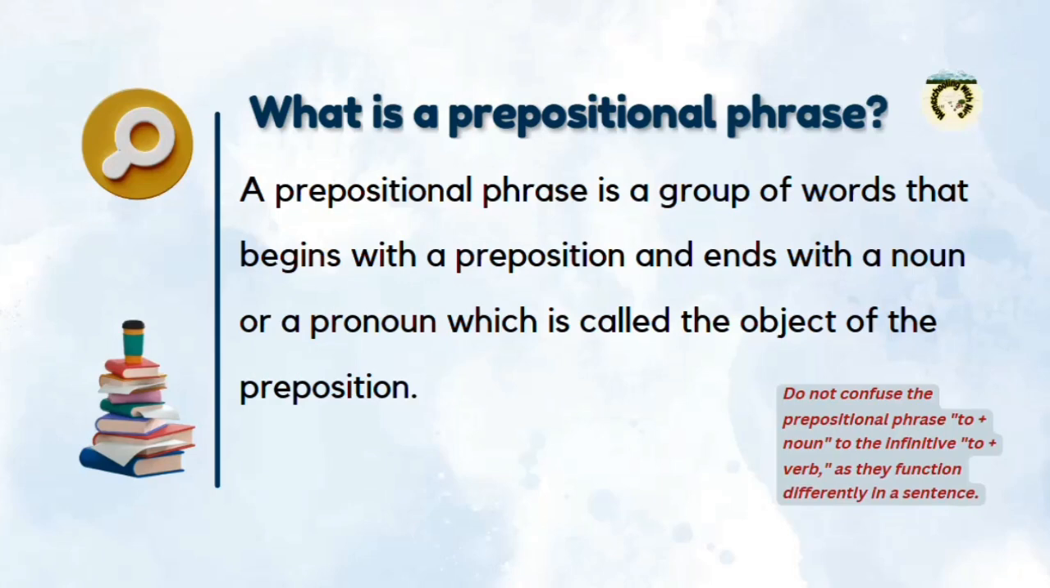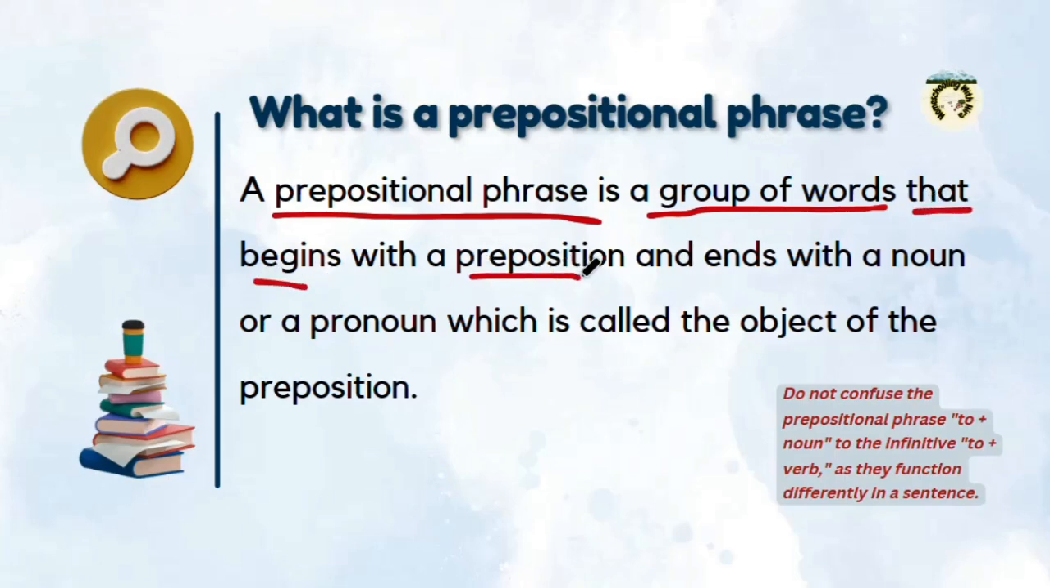Okay, so here you go. What is a prepositional phrase? A prepositional phrase is a group of words. We already know this. Phrases are a group of words that begins with a preposition and ends with a noun or a pronoun, which is called the object of the preposition. Now, let me make it simple. Let me break it down.